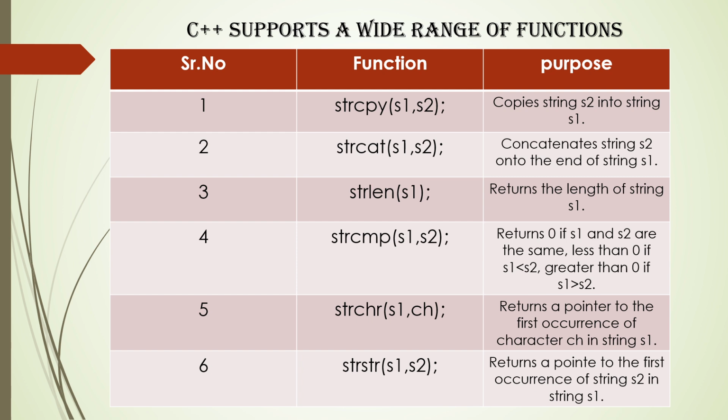And the fifth is strchr(s1, ch). It returns a pointer to the first occurrence of a character ch in the string s1. The last is strstr(s1, s2). It returns a pointer to the first occurrence of string s2 in string s1. These are the functions which help a lot in a wide range of our programming.